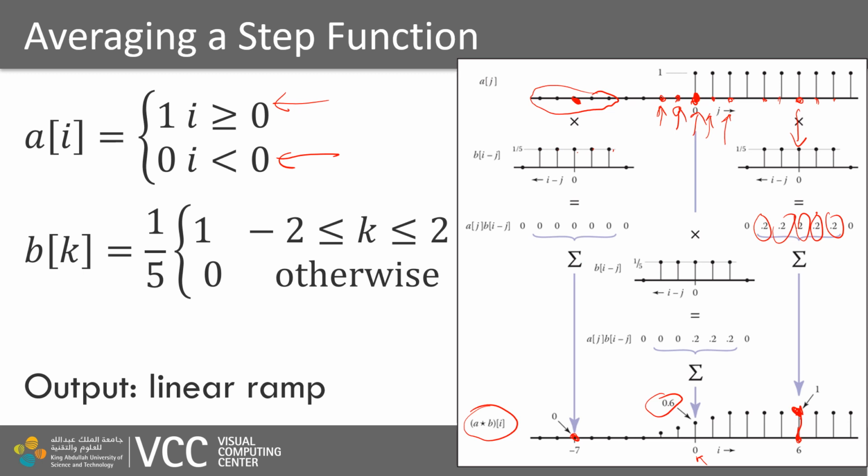If we do this exercise for neighboring values, we will find out that this value will be equal to 0.4. This value will be equal to 0.2. This value will be equal to 0.8. This value will be the first one which will be equal to 1 after filtering.